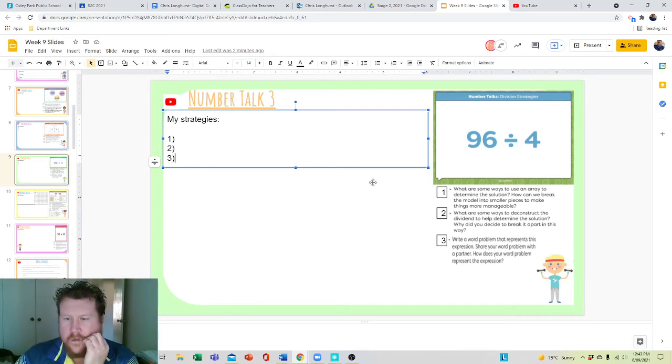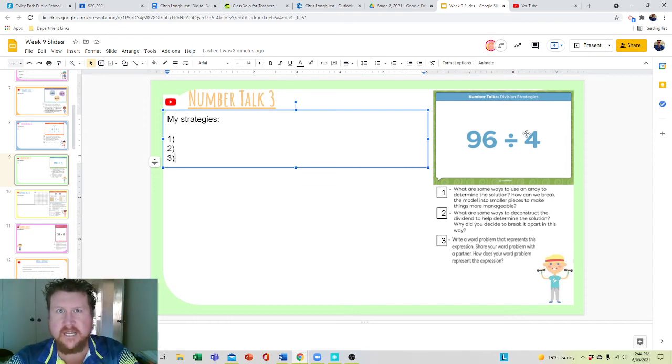Question 2. What are some ways to deconstruct the dividend to help determine the solution? Okay. So deconstruct it. Why did you decide to break it apart in this way? So how would you deconstruct 96 to make it easier for yourself? Is basically what they're saying. I didn't deconstruct. I constructed one to get my answer, but how would you deconstruct it?